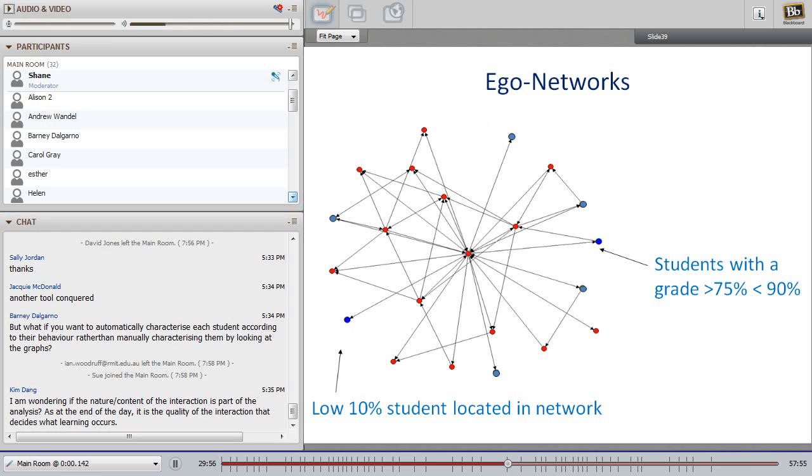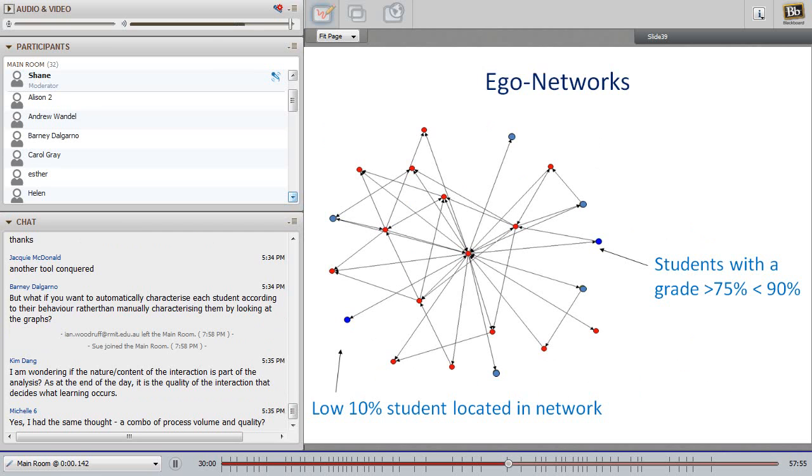So what we did in this case is just an example ego network of one of the students with a high performing network. As a high performing network, you can see this individual's connections are with other high performing students. There's other students here, but they have quite a high grade as well. They were in the 75 group. Sorry, that arrow is pointing to the wrong one. The blue students here are the low percent students, who have wandered in.